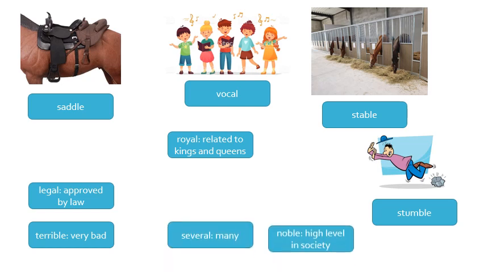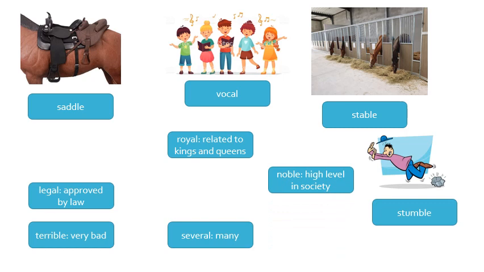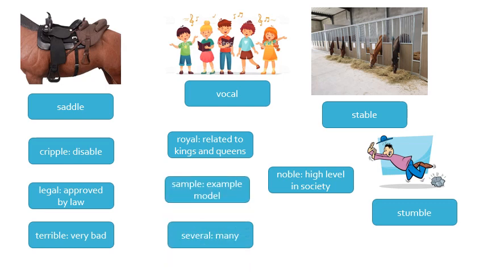Several means many. Noble, that has a high level in society. Cripple is to disable, to become disabled, to cripple or to make something disabled. Sample is an example or a model. When you say give me a sample, give me an example or a model.